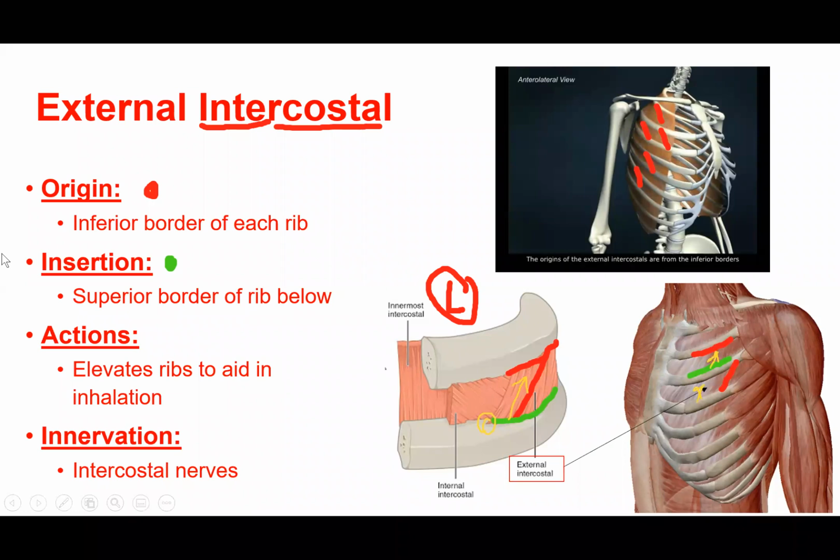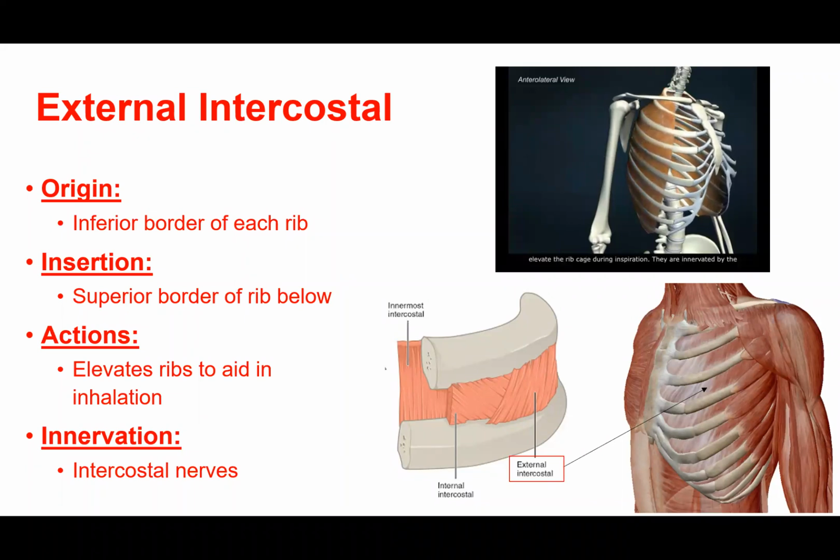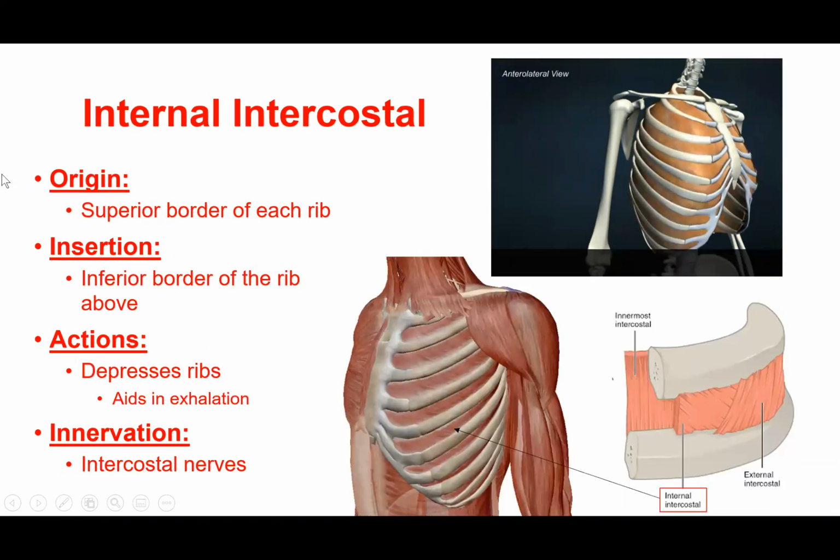The origins of the external intercostals are from the inferior borders of the ribs above. The fibers pass obliquely and inferiorly to insert onto the superior borders of the ribs below. The external intercostals elevate the rib cage during inspiration. They are innervated by the intercostal nerve.